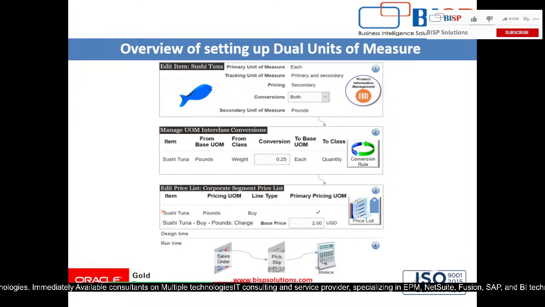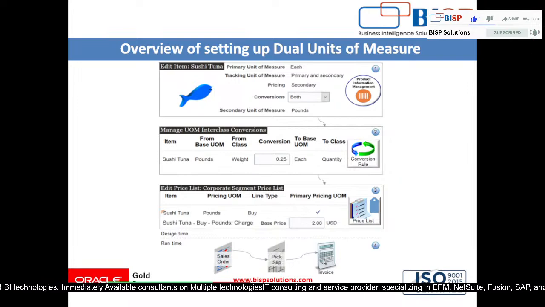This is the unit of measure. So while creating the invoice, the system uses this pricing unit of measure, that is pound, that is weight, right? That we already described at our item level, that is the secondary unit of measure, that is pound, right? So normally this is the high level picture of this dual unit of measure, right? So while setting up this dual unit of measure, you can create an item, right?